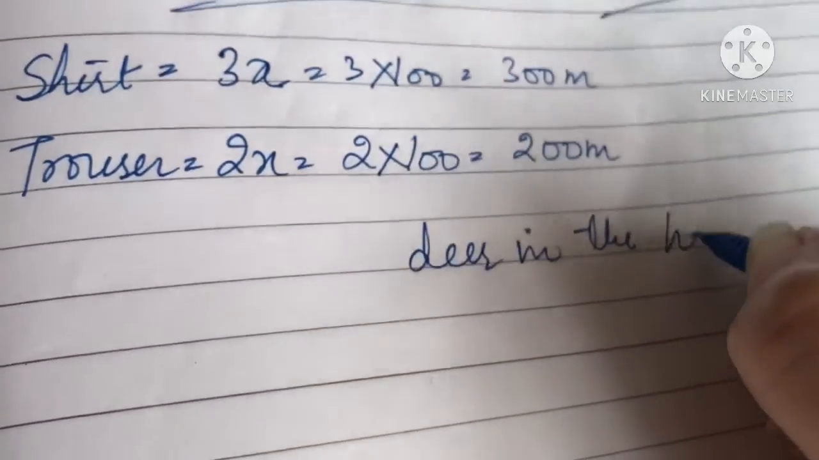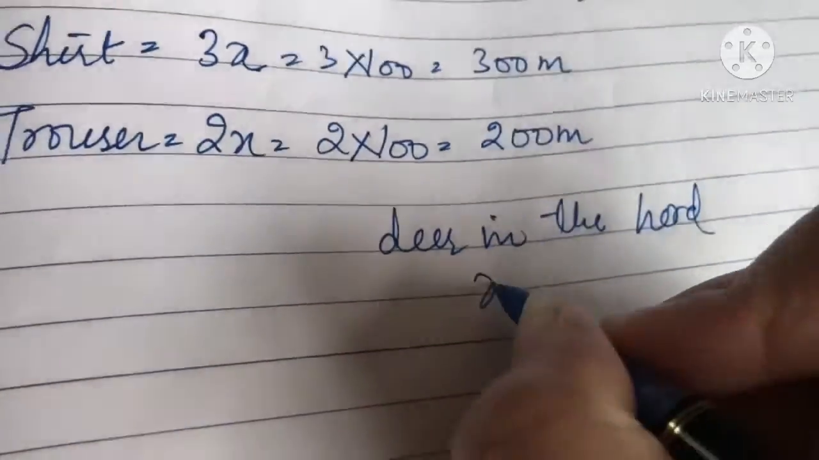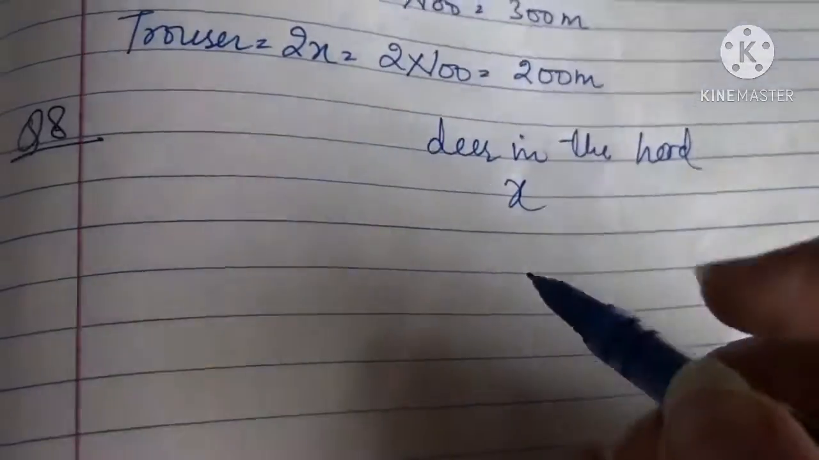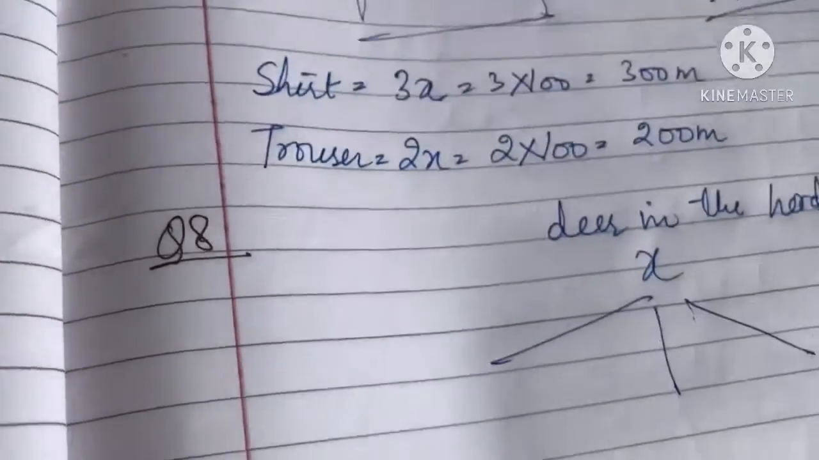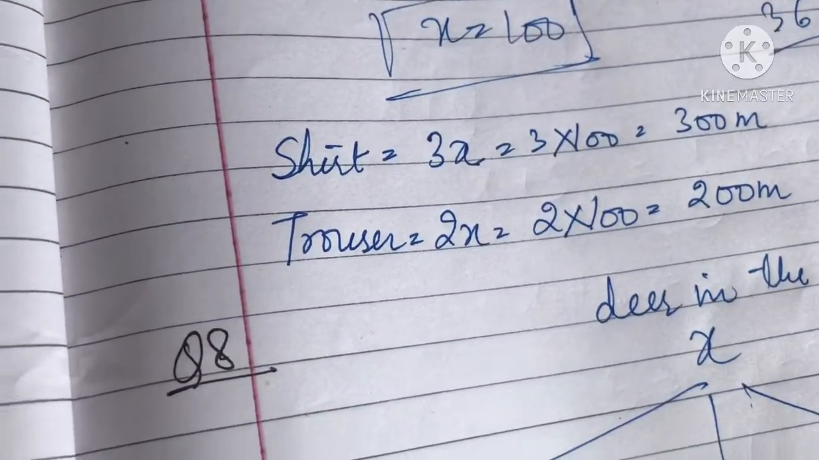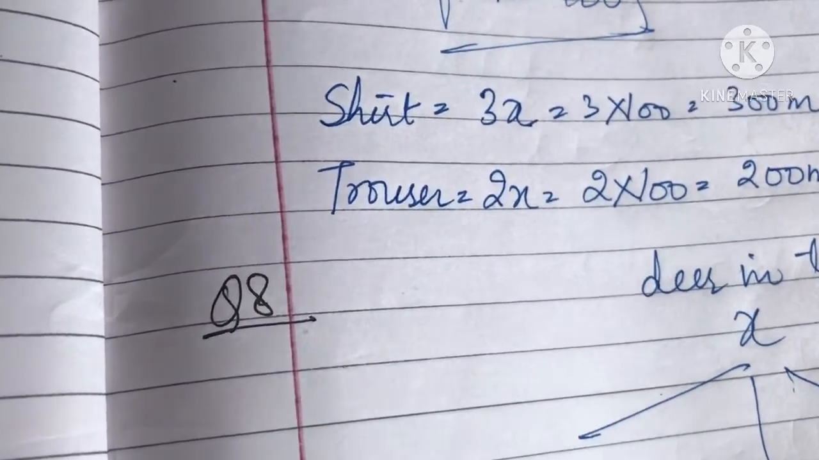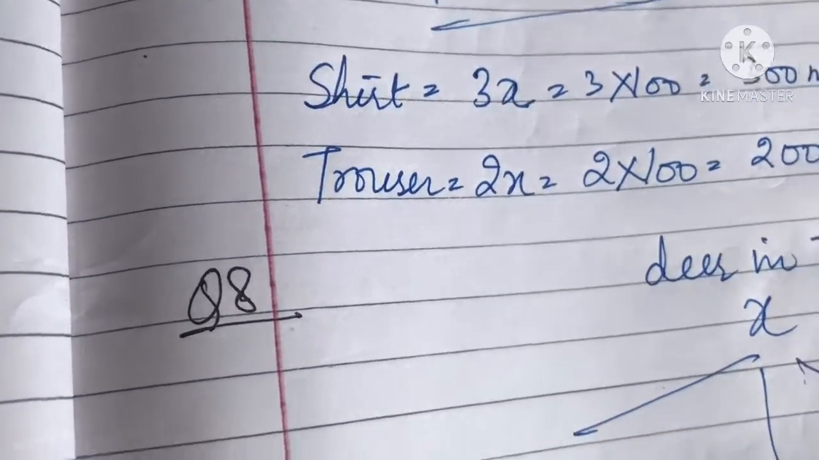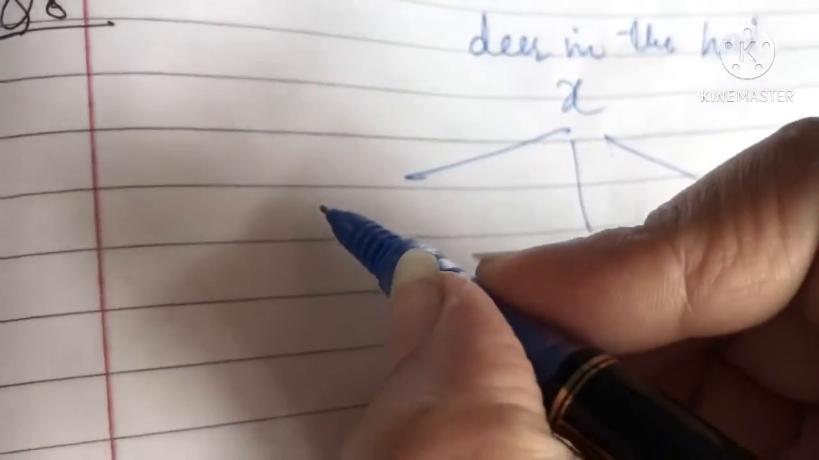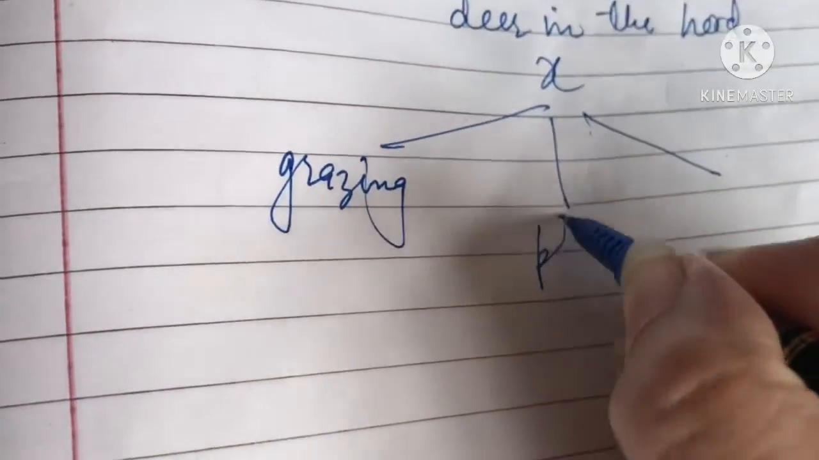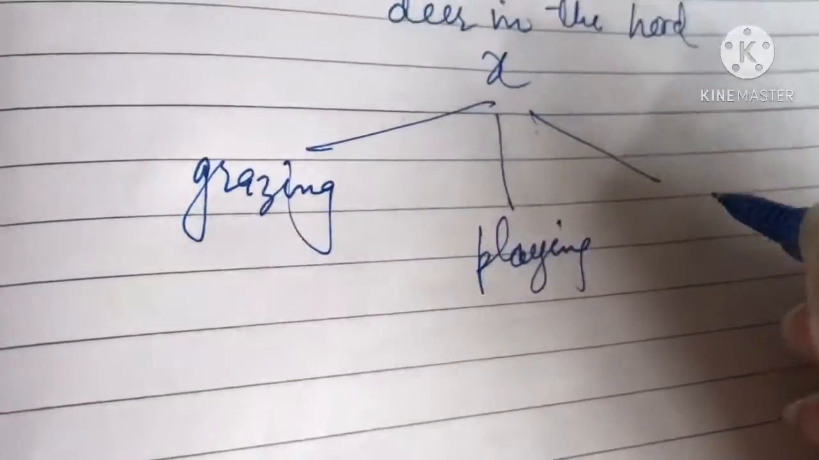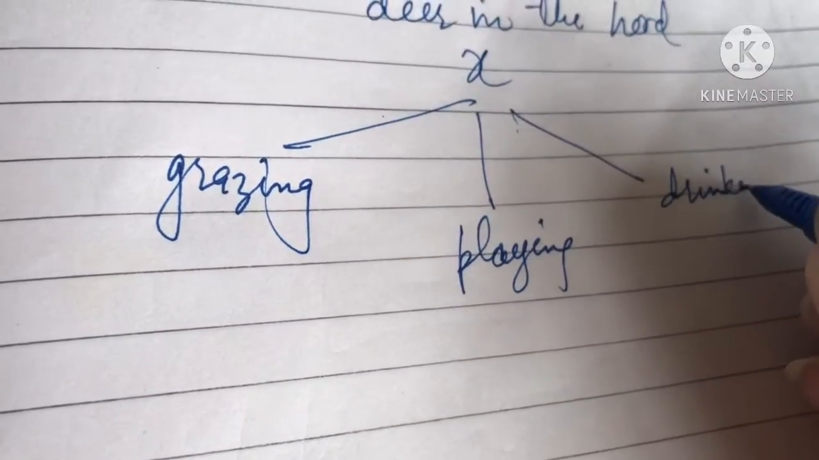We really don't know how much it is. So if we don't know anything, we can take it as x. Now these deers are doing several activities. What all activities are they doing? Some are grazing, some are playing, and some are drinking water.